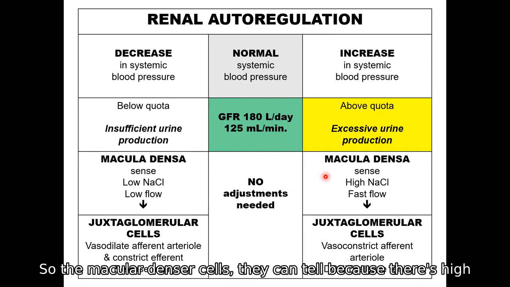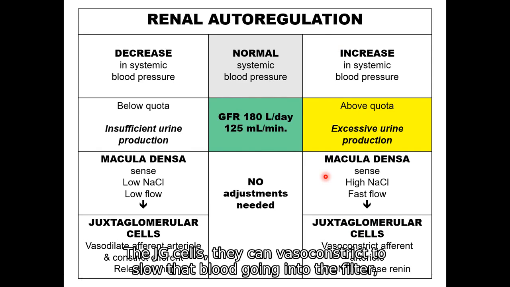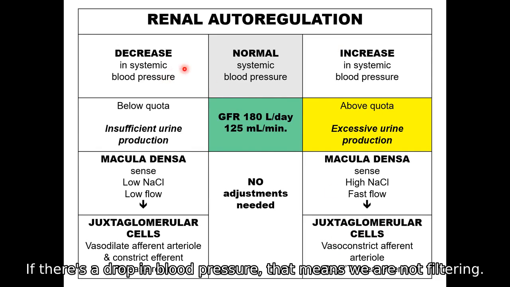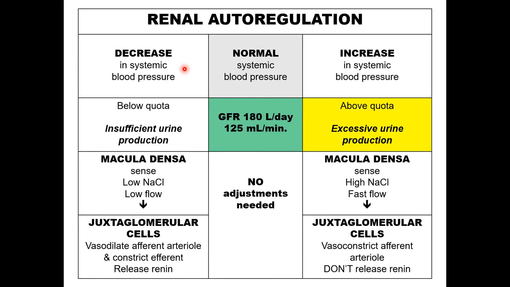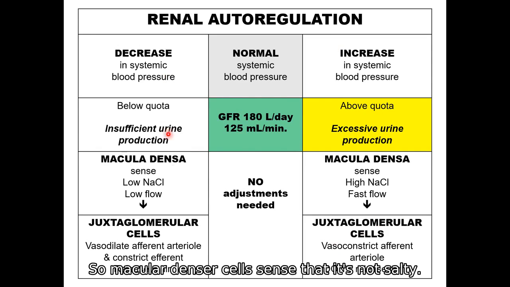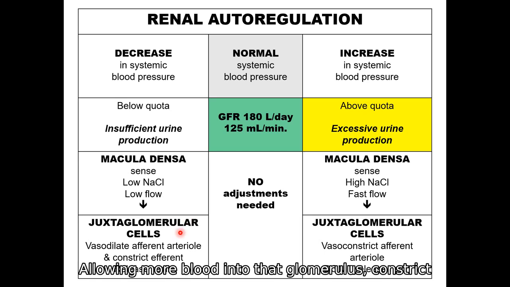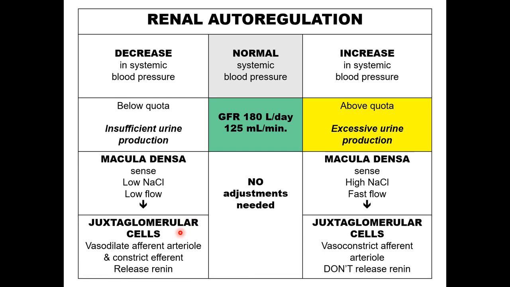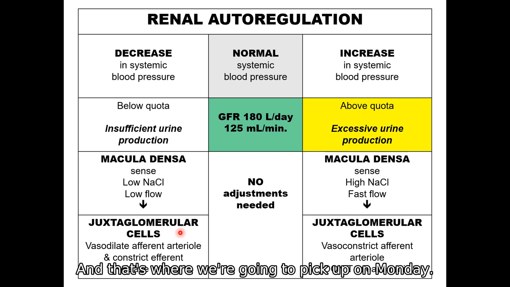So the macula densa cells can tell because there's high salt, fast urine flow. The juxtaglomerular cells can vasoconstrict to slow the blood going into the filter, and they wouldn't release renin. If there's a drop in blood pressure, that means we are not filtering. That's a problem, okay? We're going to get a buildup of waste. So macula densa cells sense that it's not salty, it's moving really slowly, and then the juxtaglomerular cells can vasodilate, allowing more blood into that glomerulus, constrict the leaving arteriole, and also release renin to raise systemic blood pressure. And that's where we're going to pick up on Monday.